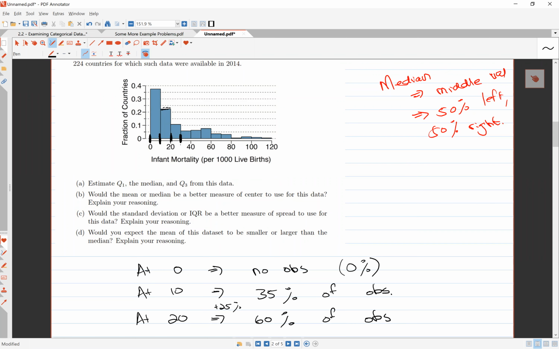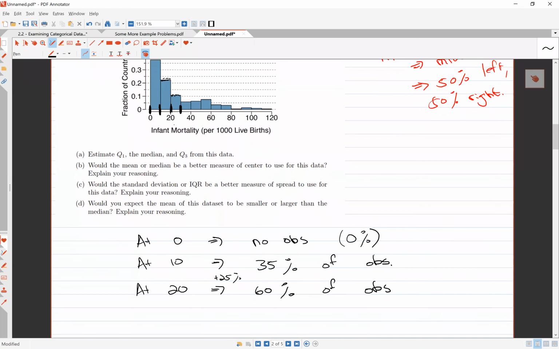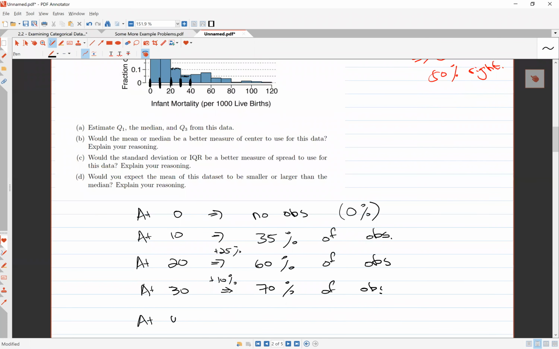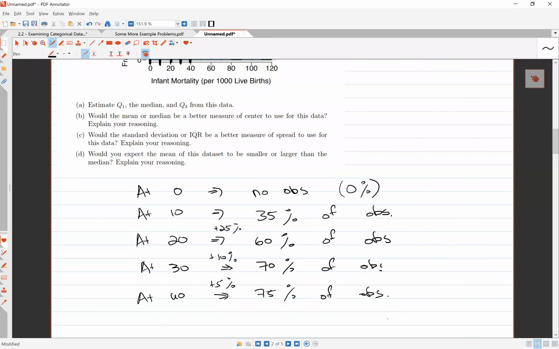What about when we get to 30? There's another bar with height 0.10. So at 30, we've added another 10%. So we've seen about 70% of our observations. Our next bar ends at 40, and that one's roughly at 5%. So at 40, I would say we've added another 5%. And so we would have seen 75% of our observations. And I'm going to stop here.